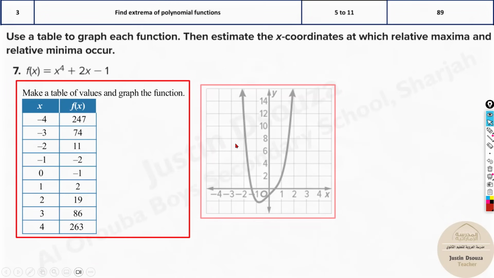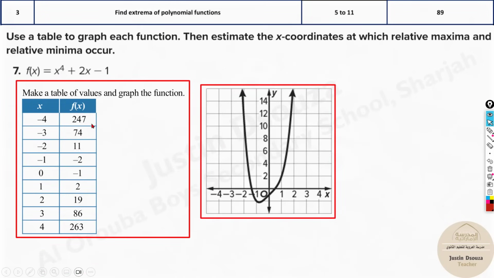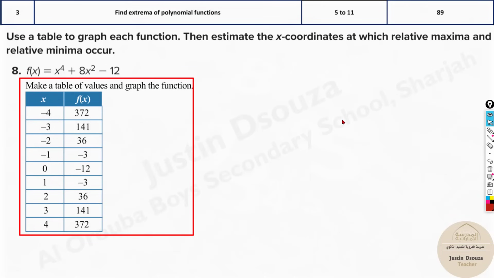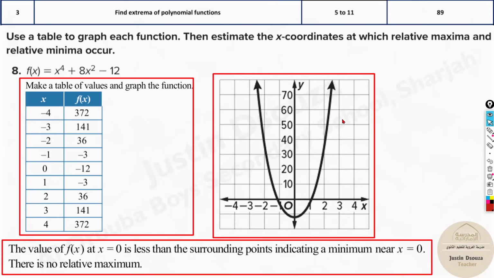Same way you can graph any degree. In mode 7 you can put any degree, doesn't matter, you will get the graph, and maximum and minimum. Over here there is only a minimum point at x is -1. Similarly, please solve the other questions as well.